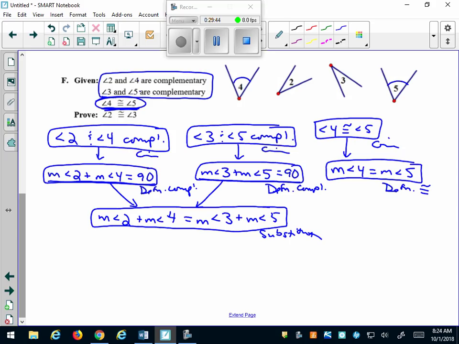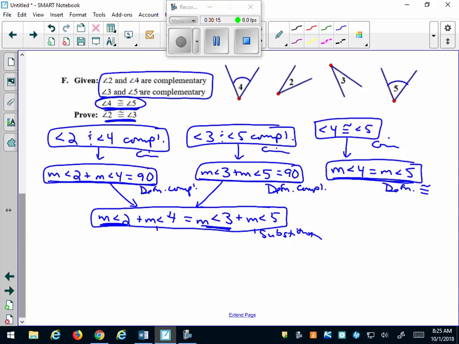Okay, so now this might be a little bit of a tricky part, but you have to realize that what we're trying to get to is 2 is congruent to 3. And right now we have 2 on one side, 3 on the other side. So it would be nice if we could subtract out this and this, right? Measure of angle 4 and measure of angle 5, 4 from one side and 5 from the other side. And so you could do that right away because 4 and 5 are already established as being equal to each other.